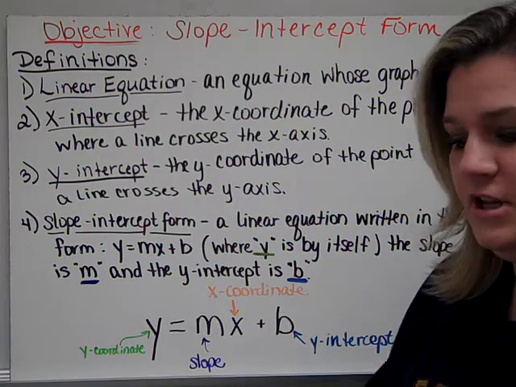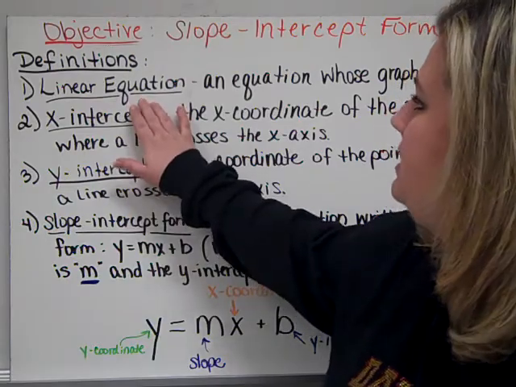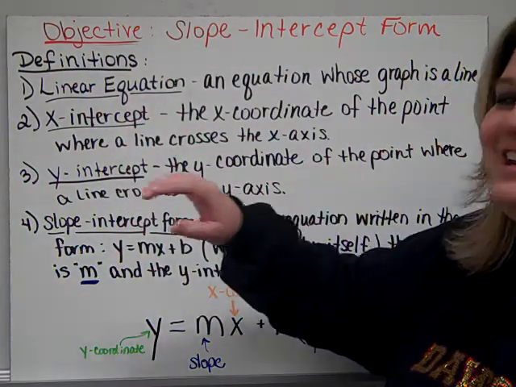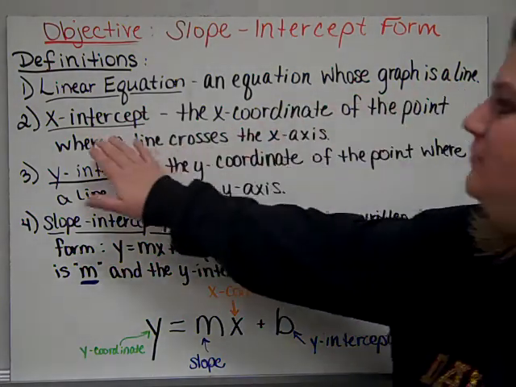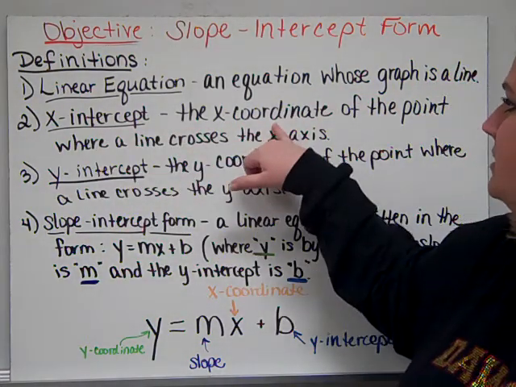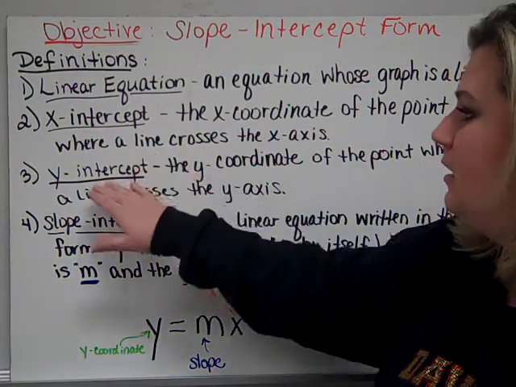All right, today's objective: slope-intercept form. Let's go over some definitions first. Linear equation: an equation whose graph is a line. X-intercept: it's the x-coordinate of the point where the line crosses the x-axis.